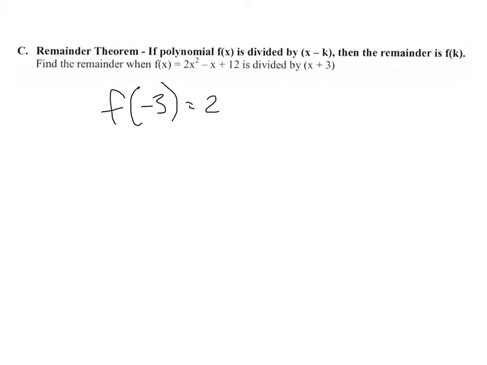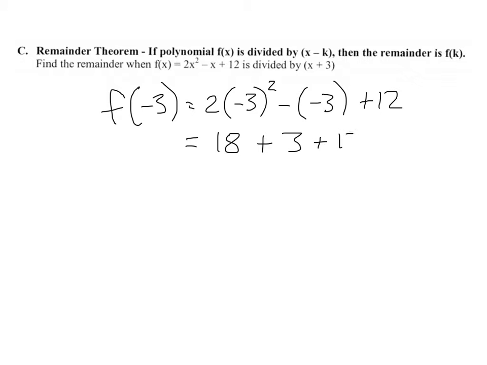So we'd have 2 times a negative 3 squared minus a negative 3 plus 12. Okay, and try to do this through mental math if you can. Negative 3 squared is 9, positive 9. Multiply by 2, we'd get 18. We're going to have plus a 3 and then plus 12. So you put all those pieces together, we get 33. Okay, so the remainder, if we were to actually do that division, is 33.